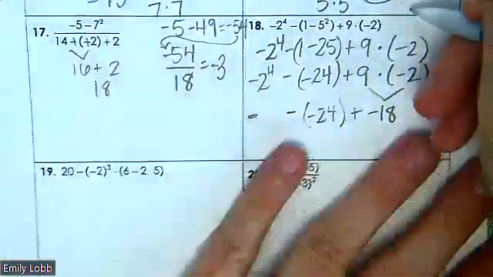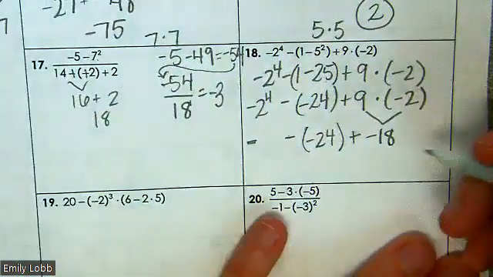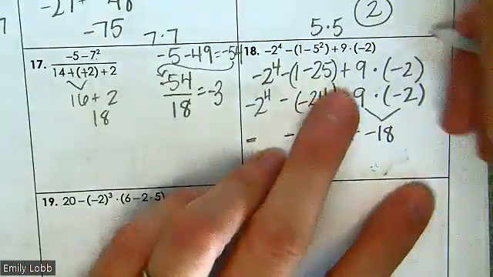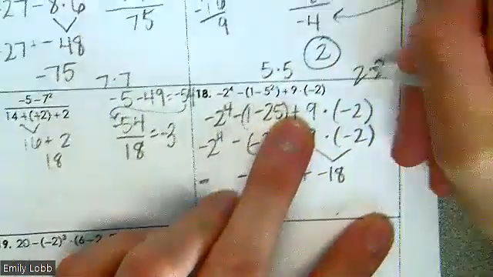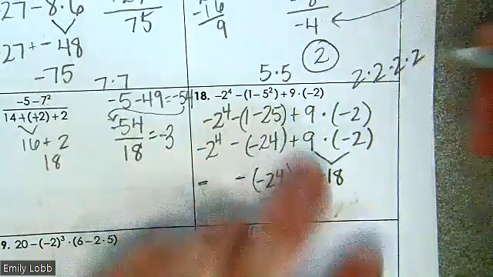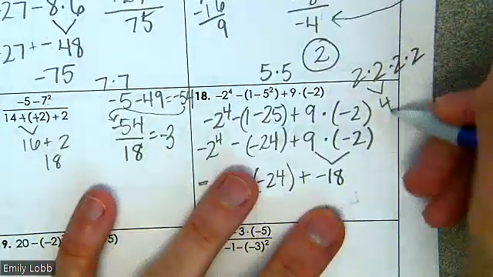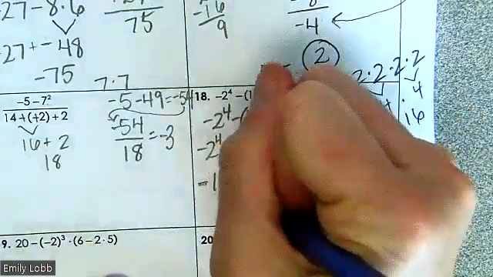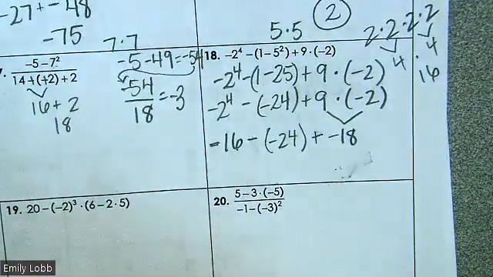What is 2 to the 4th? 2 times 2 times 2 times 2. We've done this a couple times, right? This is 4, this is 4, so 4 times 4 is 16. That's what I'm bringing down right here.